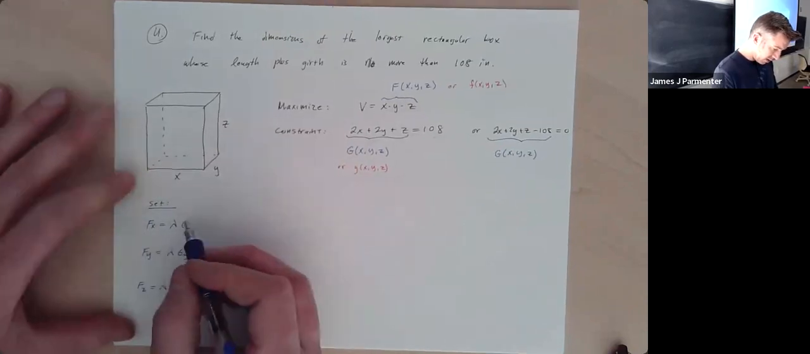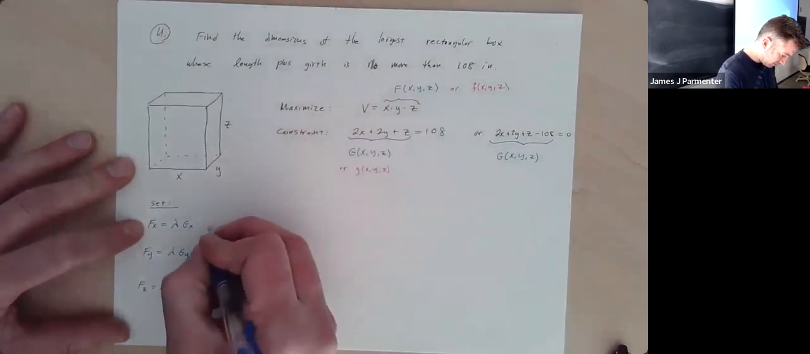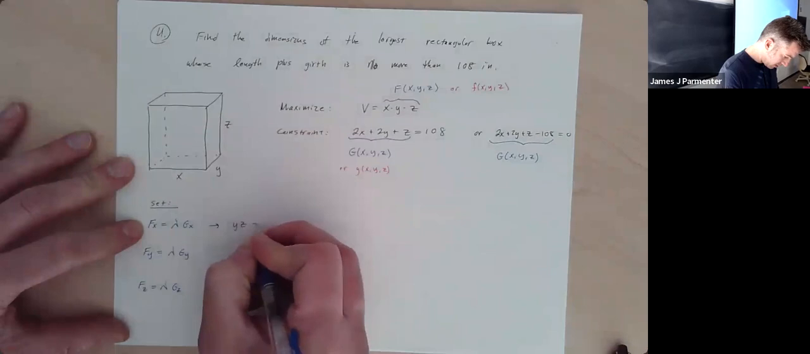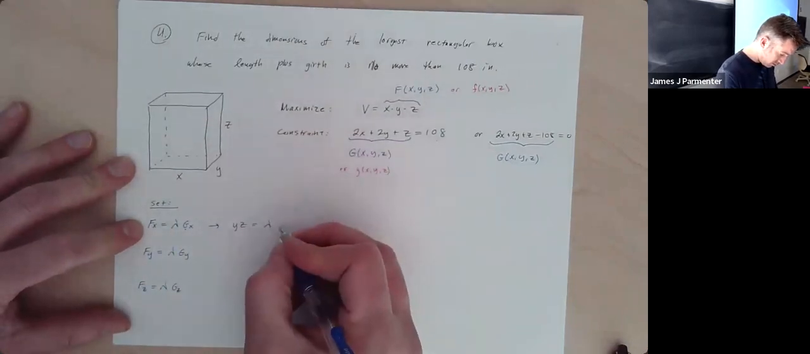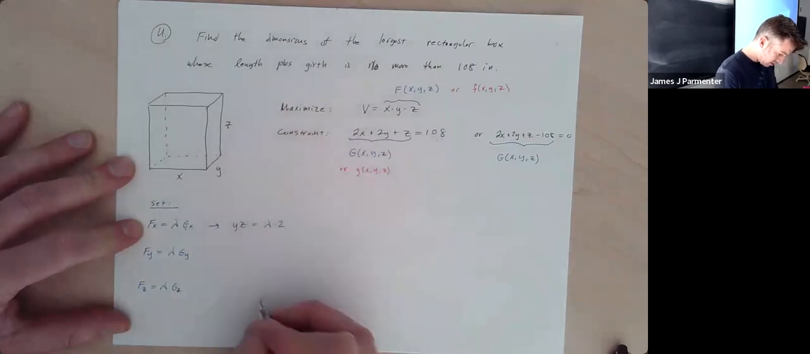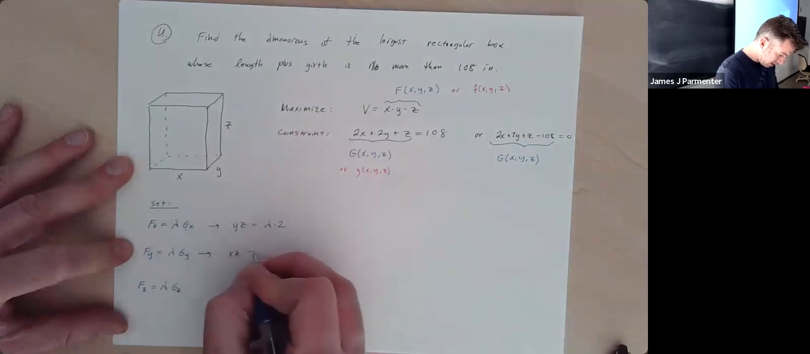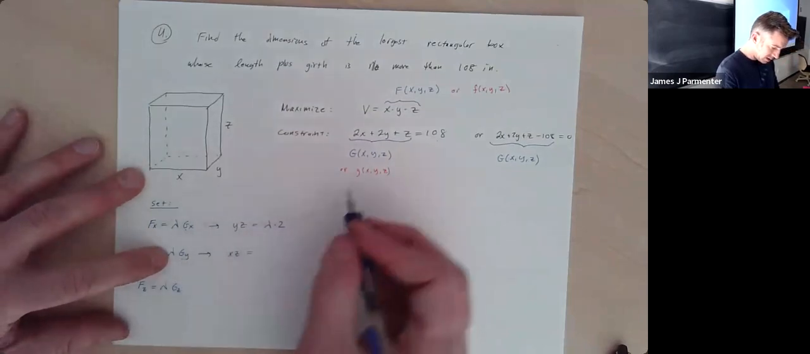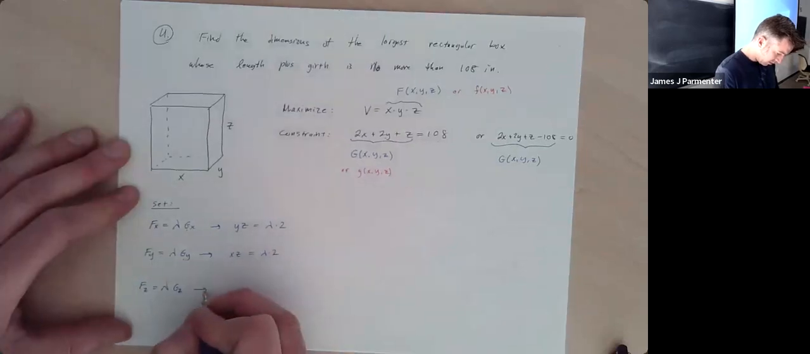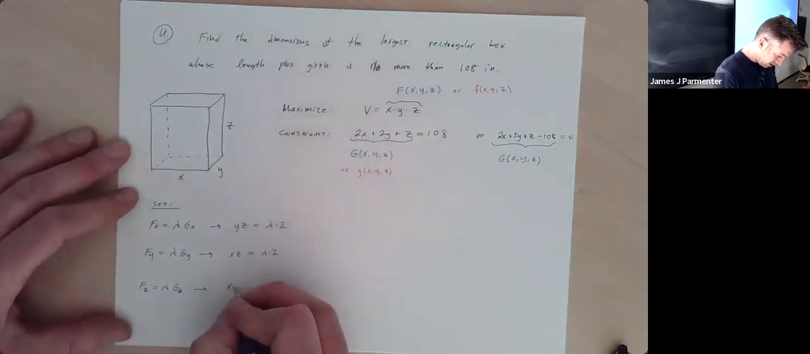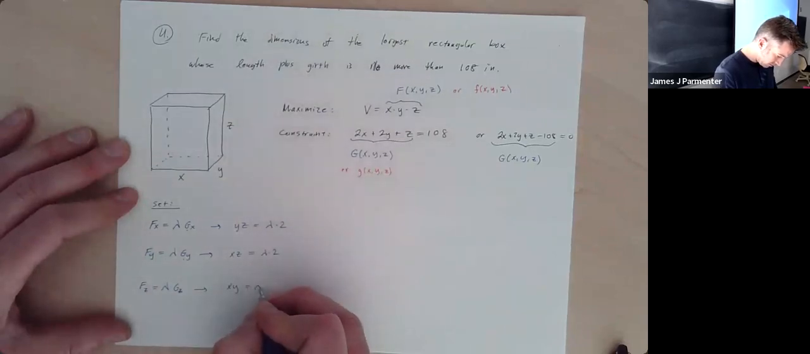So let's find them. fx, the partial with respect to x, is going to be yz. And gx, the partial with respect to x, is going to be 2, so lambda times 2. Here, the partial with respect to y is going to be xz, and the partial with respect to y for g is going to be 2, so lambda times 2. And here, the partial with respect to z is going to be xy, and the partial with respect to z of g is going to be 1, so lambda times 1.